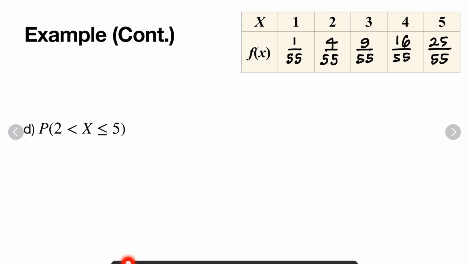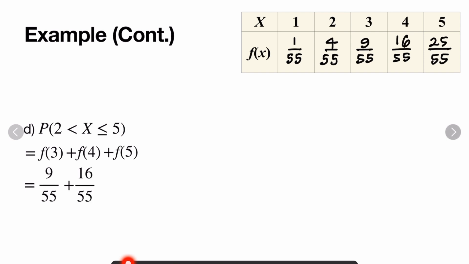Okay. What does this mean? Apa maksud dia ni? X is greater than 2 and X is less than or equals to 5. 2 tak masuk. Excluded 2. And less than or equals to 5. Maknanya apa? 2 tak masuk. Maksud dia? 3, 4, 5 masuk tak? Masuk. Okay, 5 masuk. So kita akan ambil 3, 4, 5. Ambil je value dia. Okay. 9 over 55, 16 over 55, and 25 over 55. Okay? Am I right? 10 over 11. Okay.